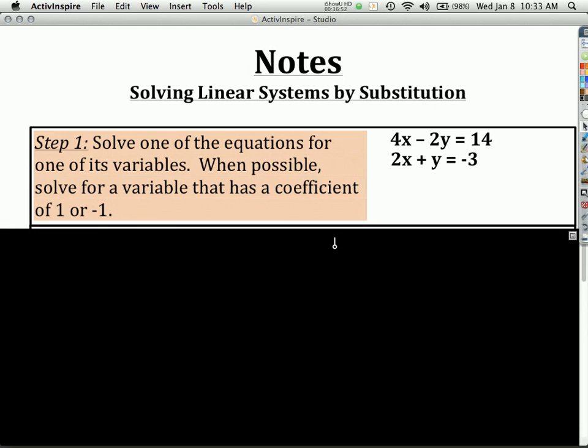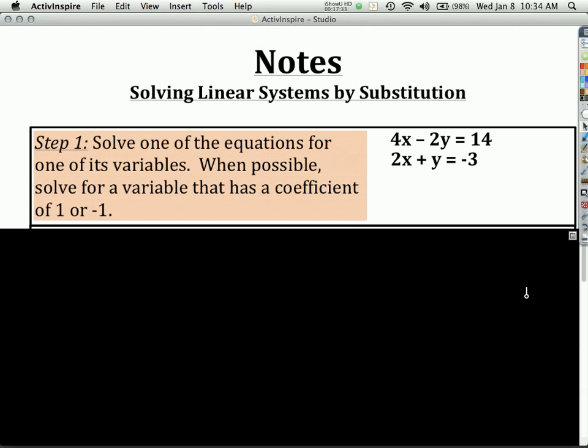So, step 1. We're going to solve one of the equations for one of its variables. You learned how to do this way back at the end of chapter 3 when we learned function form. If possible, we want to solve the equation that has a variable where the coefficient is 1 or -1, just because that's easy. So we're going to call this the first equation, and we're going to call this the second equation. First and second.